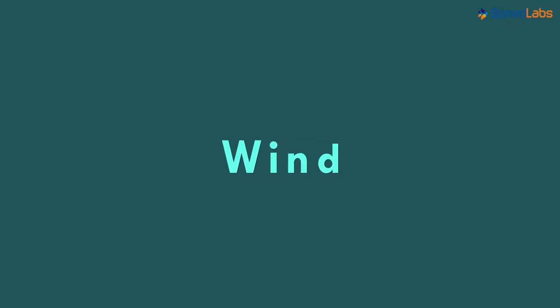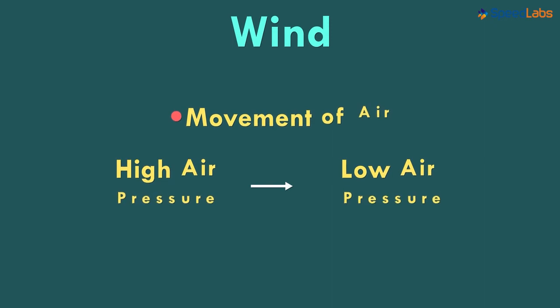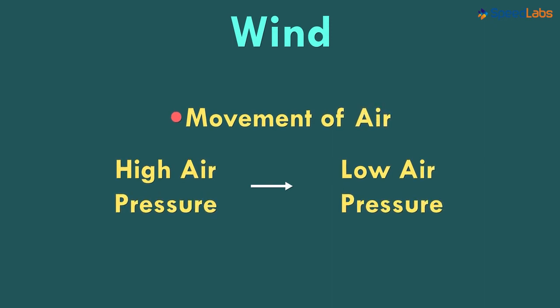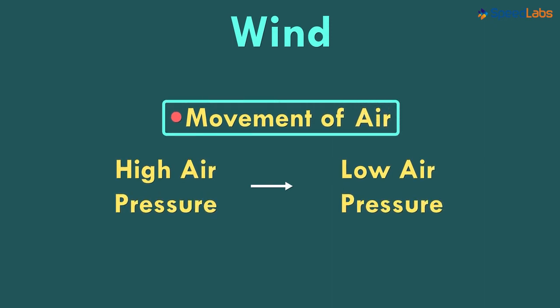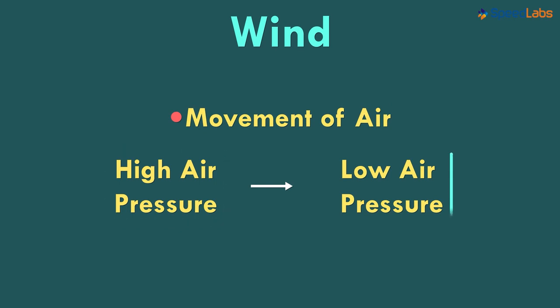We know how winds are formed. In our previous lesson, we discussed that air moves from a high pressure zone to a low pressure zone. The movement of air from a high pressure zone to a low pressure zone causes wind.